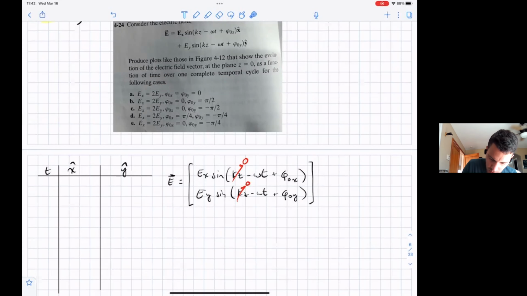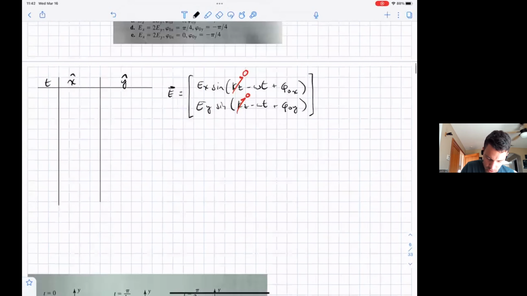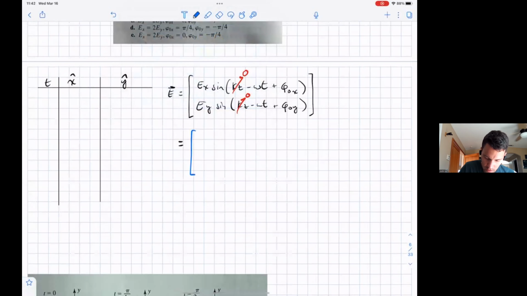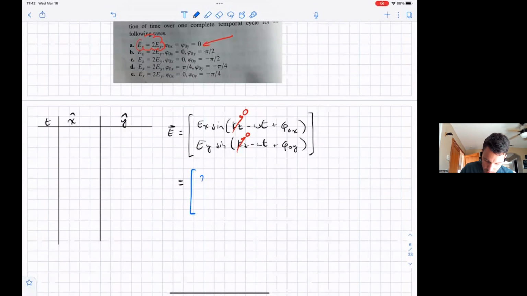So the first case here, we're going to focus on this one. Notice that they say Ex is equal to 2Ey. So I'm going to rewrite the electric field vector they give us, and I'm going to use a different color so you know. Instead of writing Ex, I'm going to write it the way they tell me to. They say Ex is equal to 2Ey, so I'm just going to rewrite it this way: 2Ey times the sine of, well, the first term is gone, right? This 0 business, that's out of here. All we have left is negative omega t plus phi 0x.